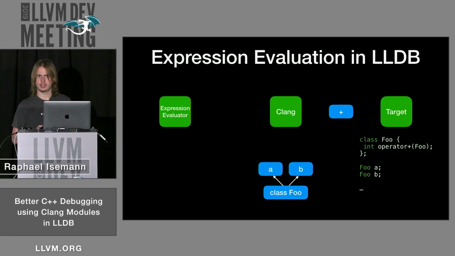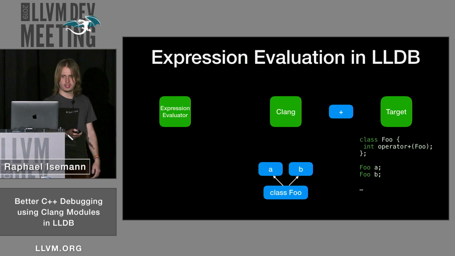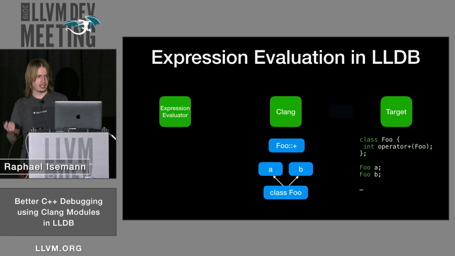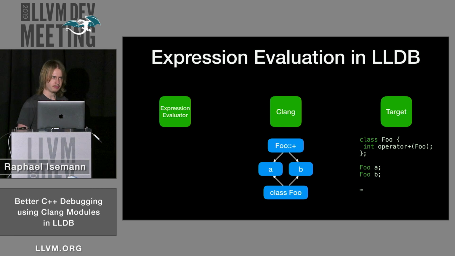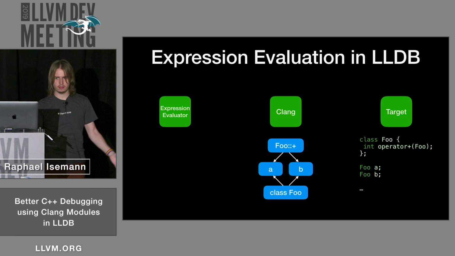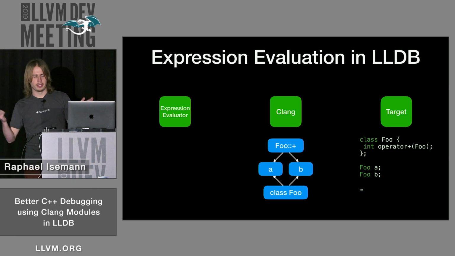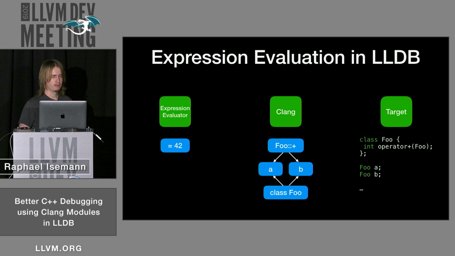And then we have plus. What is plus? Is it integer addition? Well, foo has an operator plus, so we know it's actually a call to that operator. Now we have a full AST in our expression evaluator. We can again run LLVM IR, and then in some form or another, we get a result back.